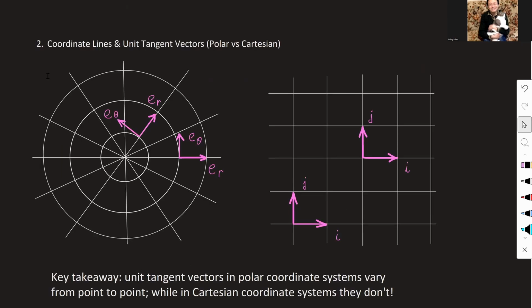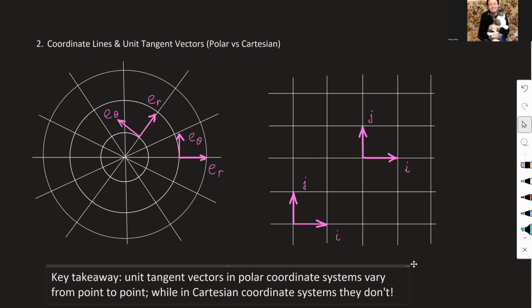Then let us look at the notion of coordinate lines and unit tangent vectors. In particular, we're going to compare these notions in polar coordinates versus the Cartesian coordinates. A coordinate line is a curve on the plane such that one of the coordinates is constant. The coordinate lines in the polar coordinates are given in the first picture. When r equals constant, we have a circle centered at the origin. And when theta equals constant, we have lines passing through the origin.